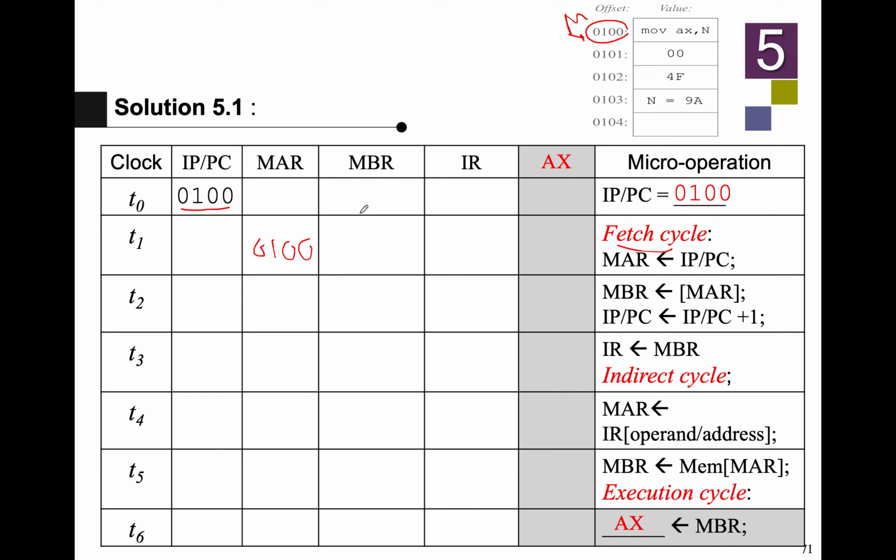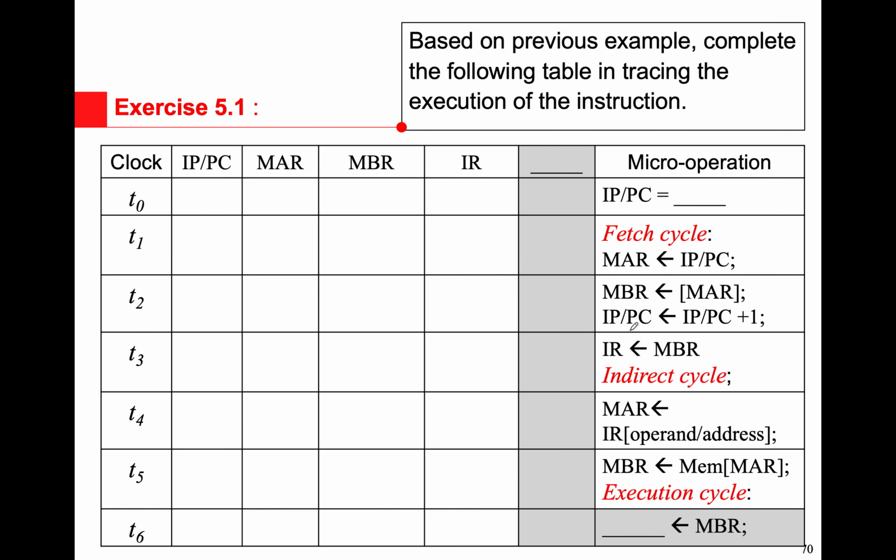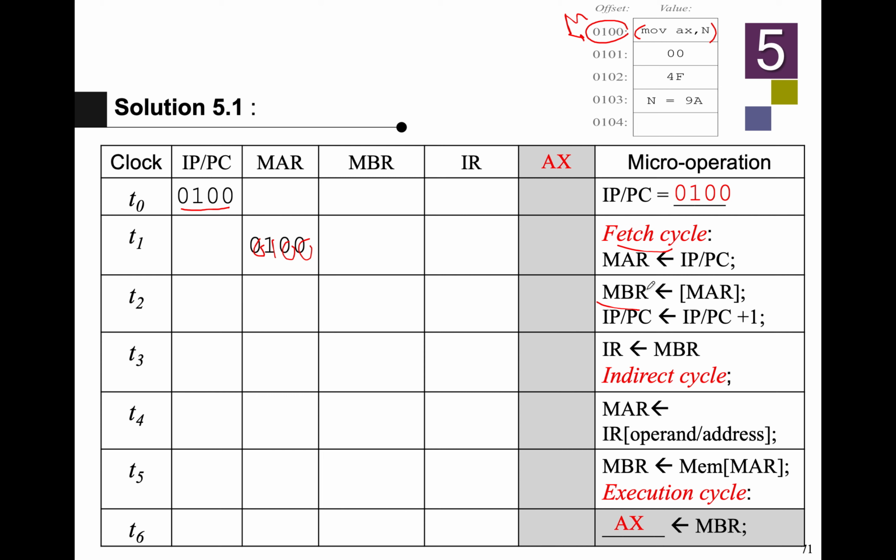And after that, your MAR will be putting this value inside your MBR. But before that, you're going to see that you also increase the value of IP. And the value of your MBR is all inside this one.